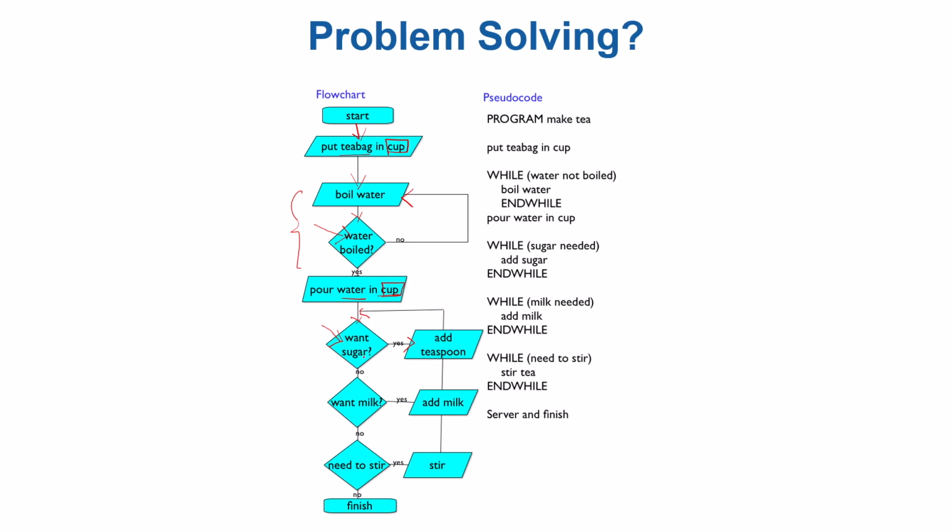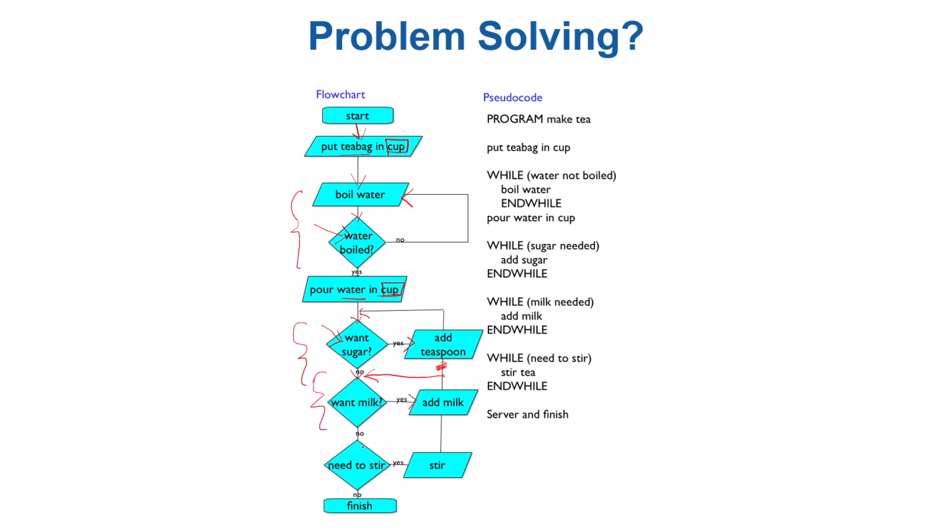Once the condition is met, want sugar? No. Then exit this loop and ask, want milk? Because some people just take tea without milk. Maybe somebody wants milk, maybe somebody doesn't. So want milk? Yes. So add milk. That's a mistake. This loop should go right there, and this line shouldn't be there. That's wrong. Add milk, and then ask, want milk? Yes. Add milk. That's again a loop.